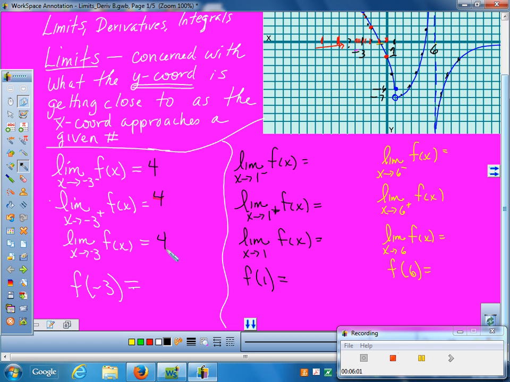So when it says x approaches -3, it means if you're coming toward -3 from both sides, if your x-coordinates are coming in there, where are my y-coordinates going? The key thing is you're finding where the y-coordinates are going.